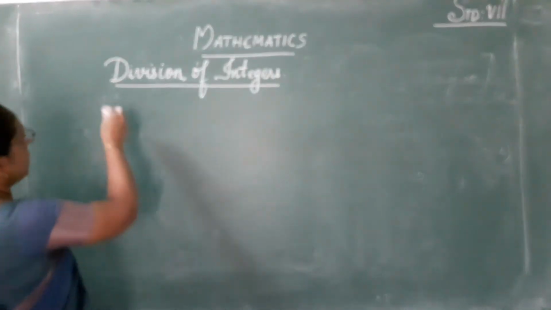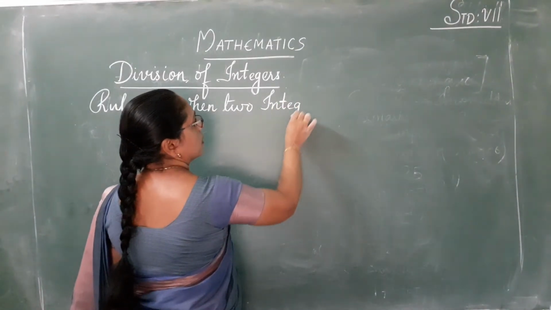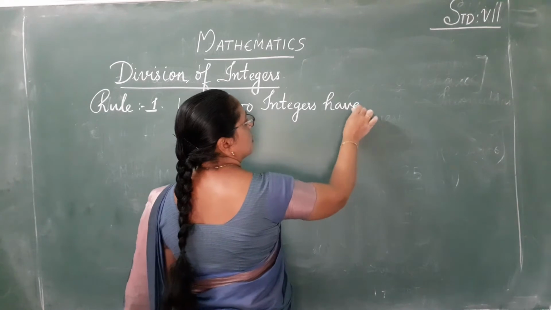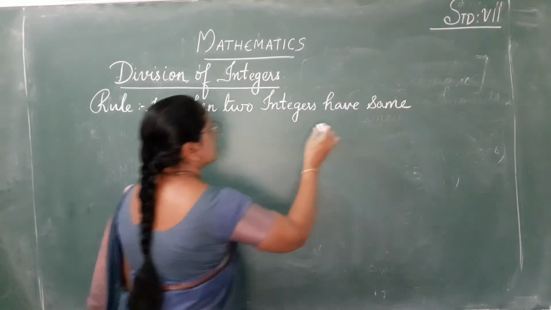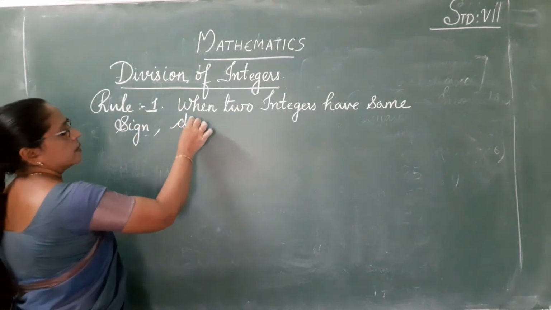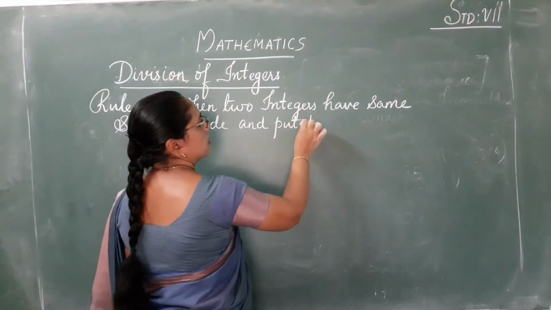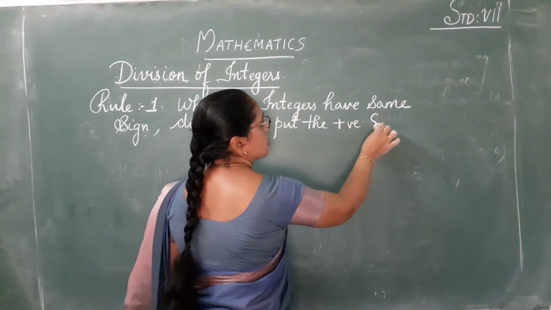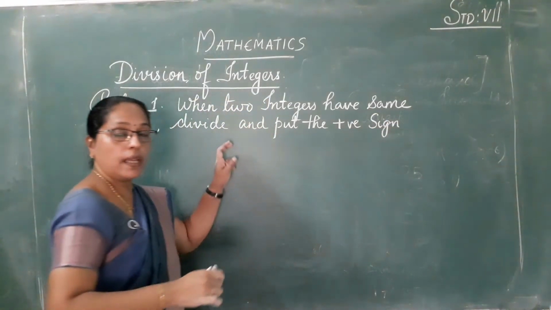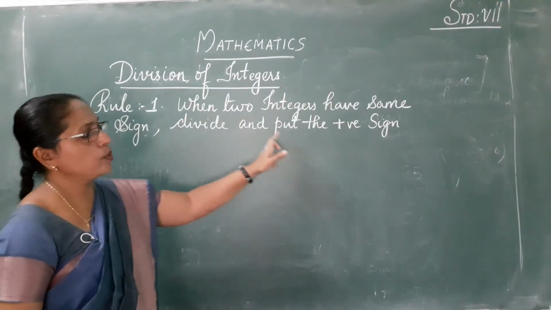Okay, so rule number 1: when two integers have same sign, divide and put the positive sign. So it's same like multiplication of integers. When two integers have same sign, divide and put the positive sign.